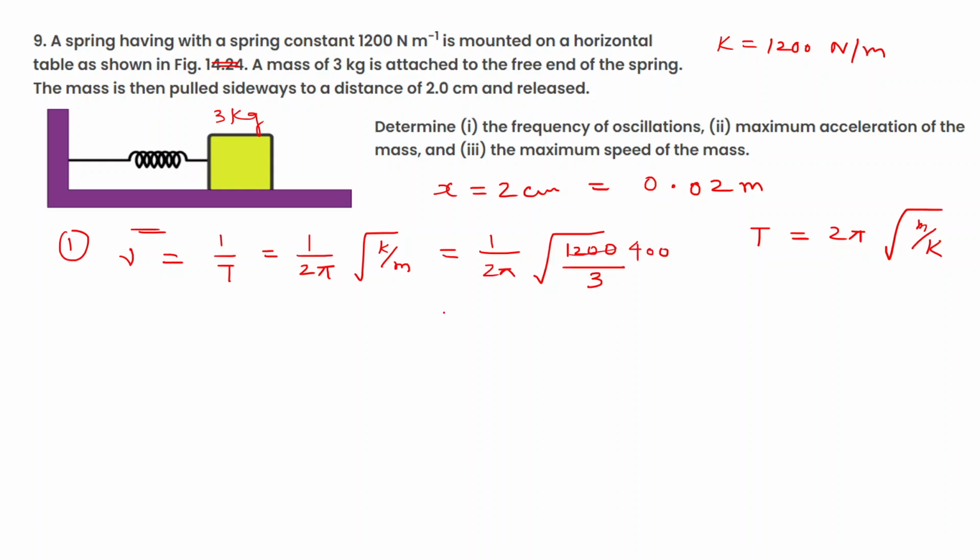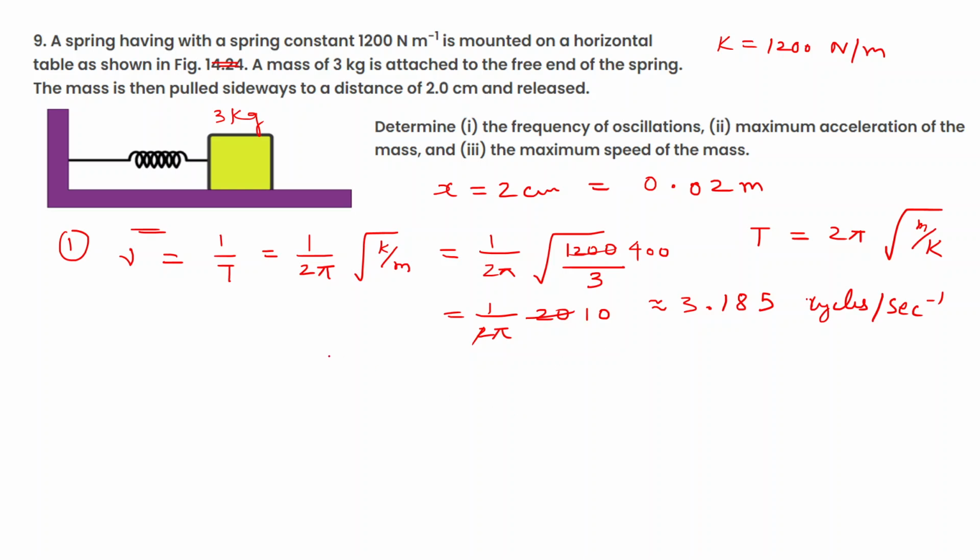This will be root of 400, which is 20, so 10 over pi, 10 divided by 3.14. So it will be approximately 3.185 radian per second, or cycle per second you can call it. It's basically frequency, it's per second.